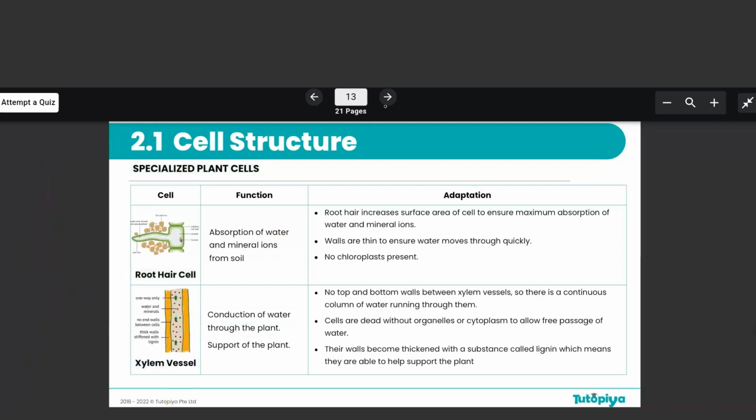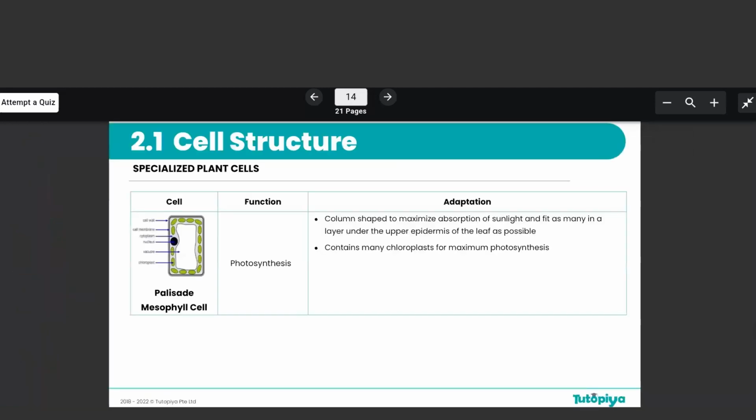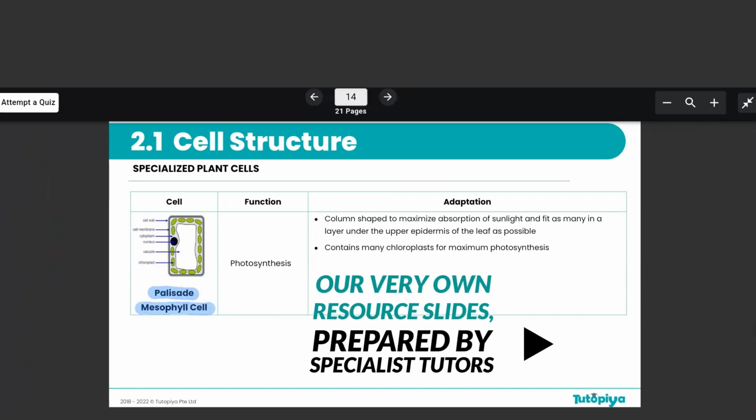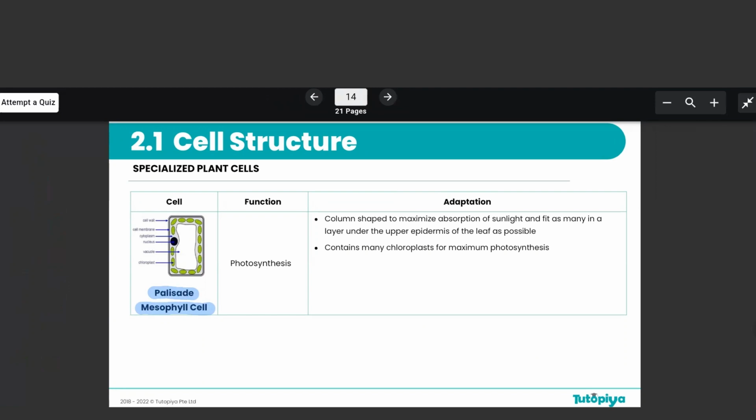So I'm going to move on to the next slide. And here we have our third specialized plant cell, which is the palisade mesophyll cells. Now, where are these palisade mesophyll cells located? In which parts of the plant? These palisade mesophyll cells are located in the leaves of the plants. So if you take a cross section of a leaf and observe it under a microscope, you're going to be able to see these palisade mesophyll cells in the cross section of a leaf. Now let's take a look at this palisade mesophyll cell.